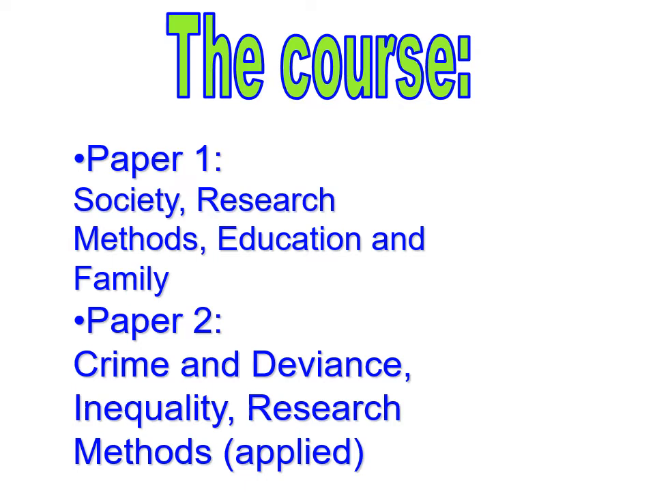Then towards the end of year 10 and into 11, we concentrate on paper 2, which is then linked to crime and deviance, where we explore all the different reasons why different groups might commit crime. We look at how the police might police certain situations and how that affects crime statistics.